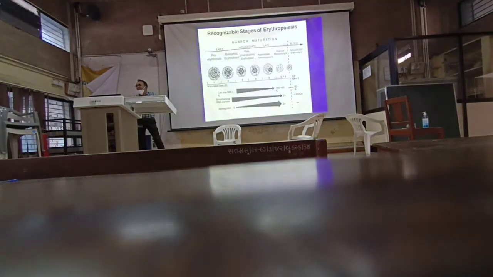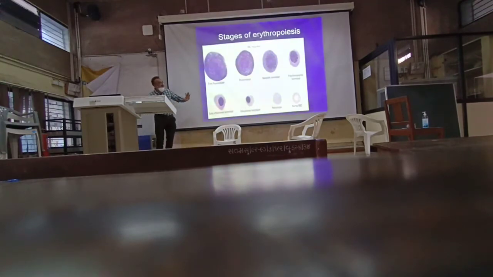So this is nuclear cytoplasmic synchrony. Gradually you can see the nuclear size shrinks. However, the cytoplasmic portion is enough to generate a 7.4 micron size red cell at the end.